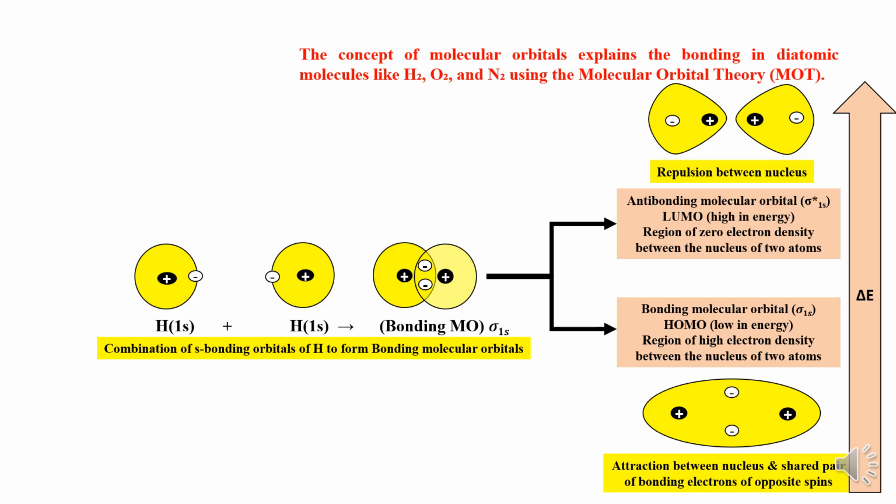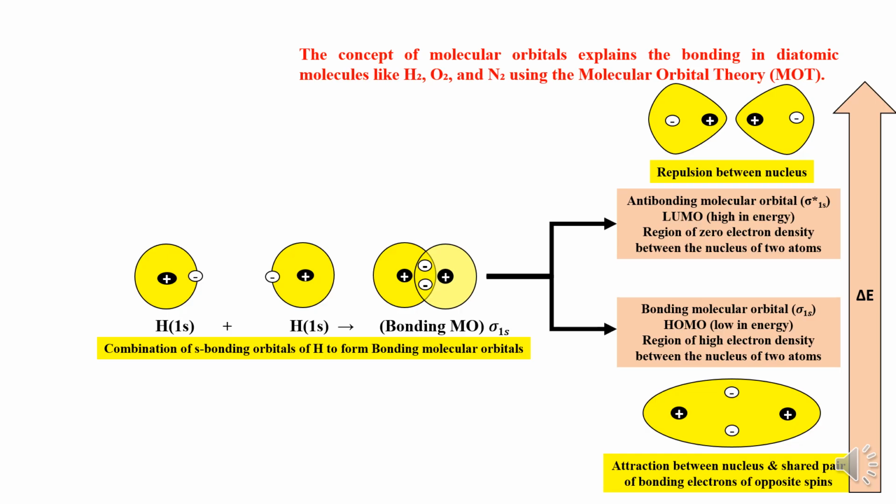So combination of s atomic orbitals of hydrogen leads to the formation of two types of molecular orbitals. One is the bonding molecular orbital, the other is the antibonding molecular orbital. The bonding molecular orbital is lower in energy, and this lowering of energy is because of a region of high electron density seen between the nuclei of the two atoms. As a result, there is effective attraction between the nuclei and the shared pair of bonding electrons of opposite spins, making it more stable and lower in energy.